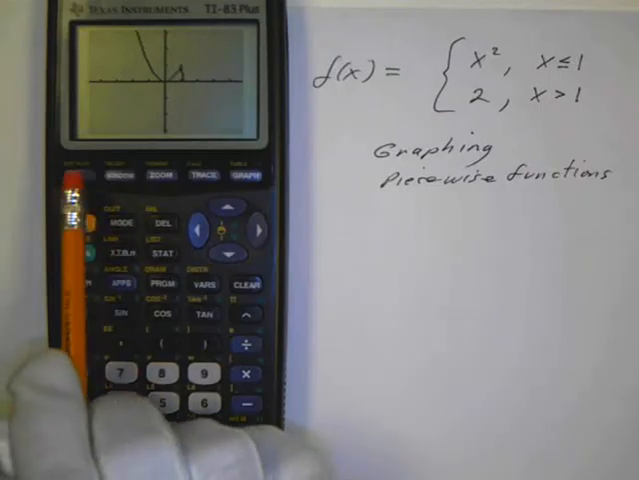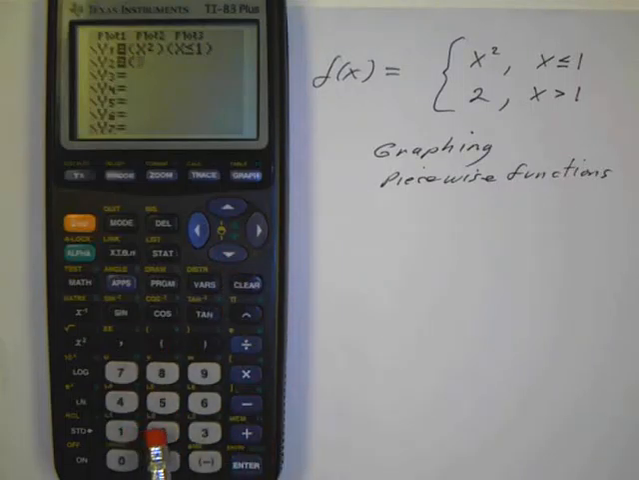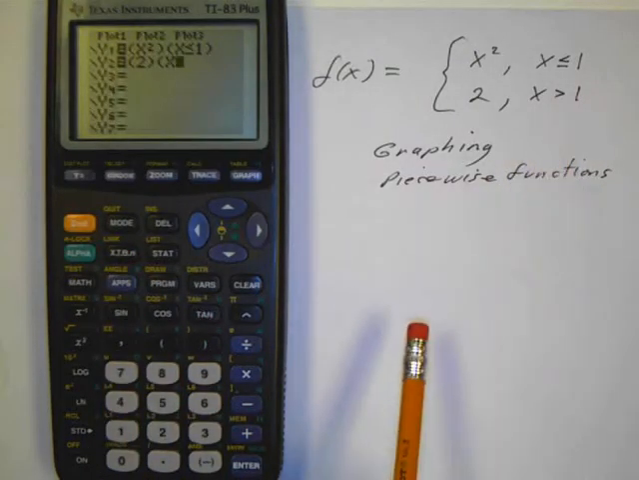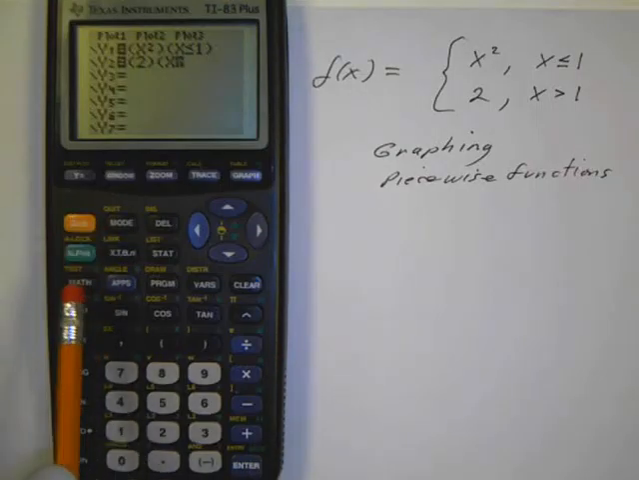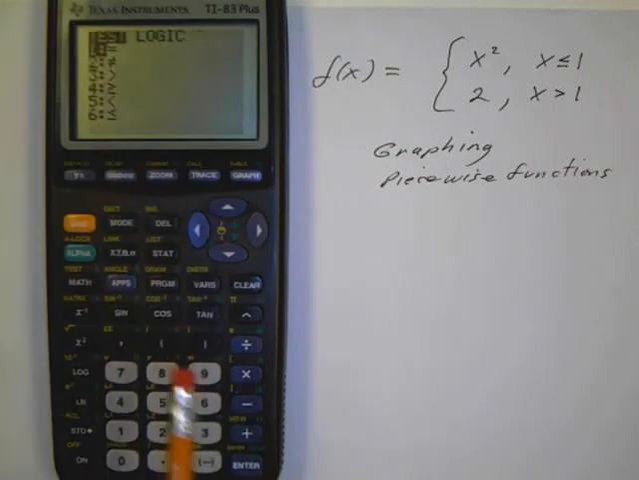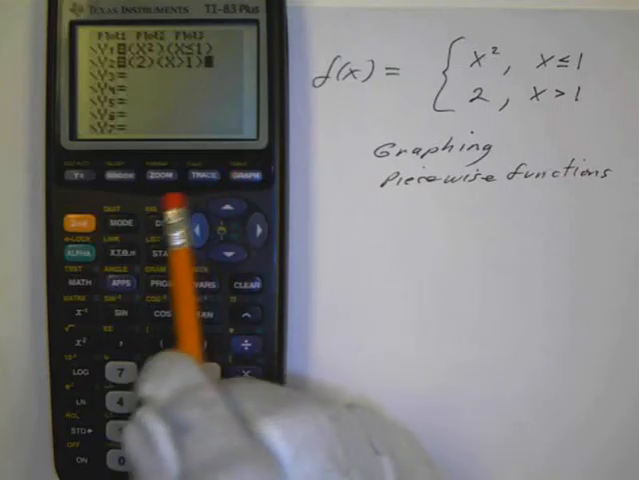Okay, then let's put in the other part, and this is going to be 2. Again, I'll put parentheses around the 2, and then parentheses, and then x, and I'll put my restriction. I want my x to be greater than 1. How am I going to get greater than? It's going to be second test, and greater than is number 3. So I press 3, and that puts it right in there. And then I want that to be greater than 1.